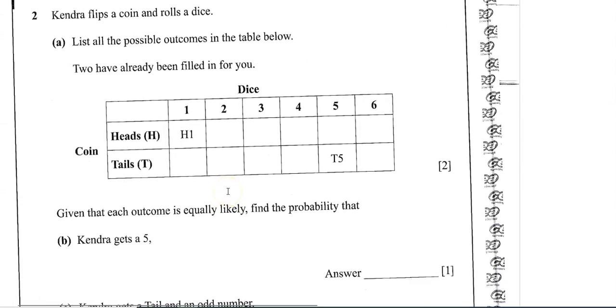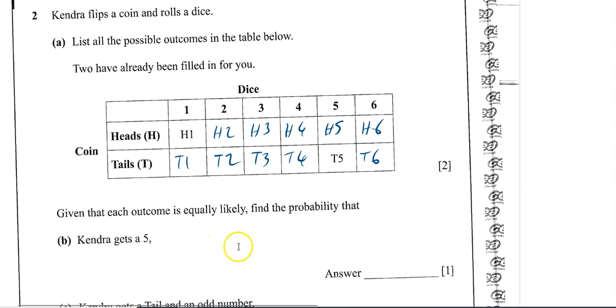Question 2 says Kendra flips a coin and rolls a dice. List all the possible outcomes in the table below, and 2 have already been filled in for you. So you've got head 1, and you could have head 2, head 3, head 4, head 5, head 6, and then tail 1, tail 2, tail 3, tail 4, tail 5, and tail 6.